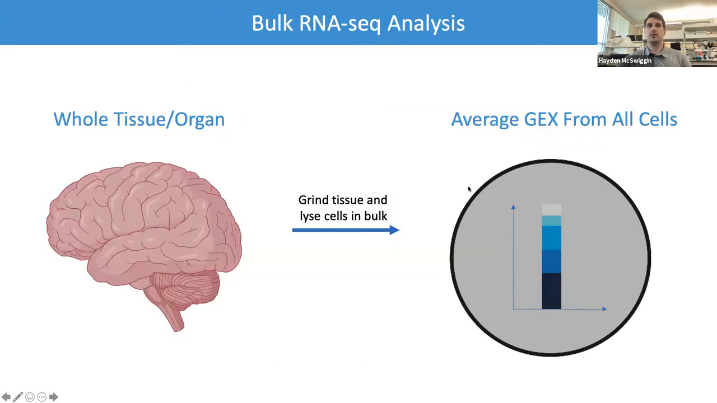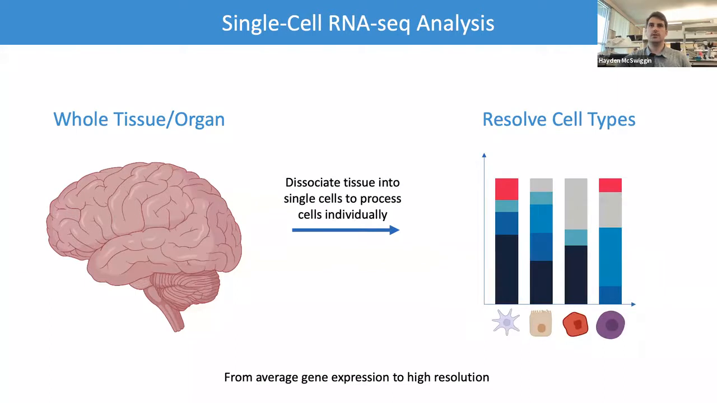So again, for bulk RNA-seq, these are the traditional RNA-seq analysis studies. You would take a piece of tissue, grind it up, and lyse all the cells at once in bulk. And this will give you an average gene expression signature across all cells. So you can look at multiple genes, but it will give you one data point, and that's the average gene expression. With single cell RNA-seq analysis, first you dissociate this portion of tissue into single cells, and then you process these cells individually in parallel. So this allows you to resolve the gene expression signatures in each of the cell types.